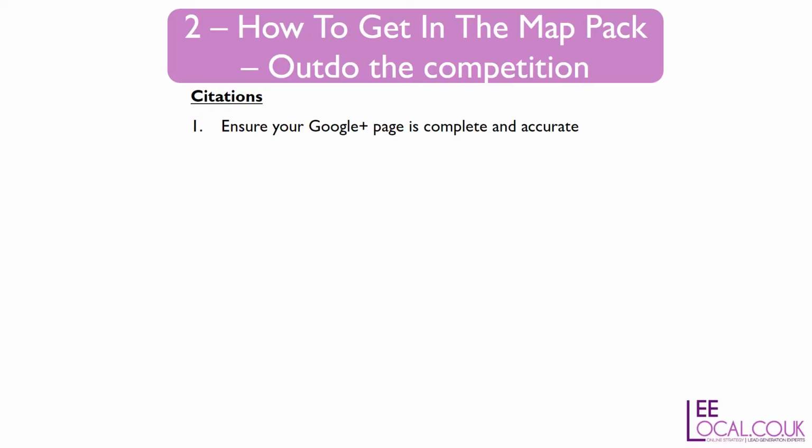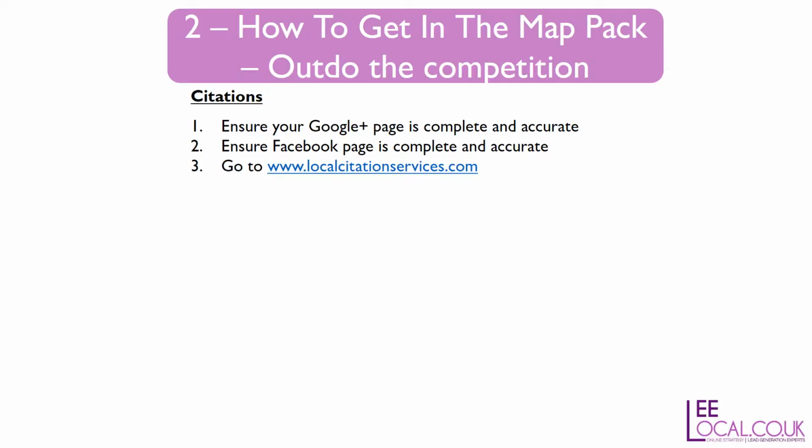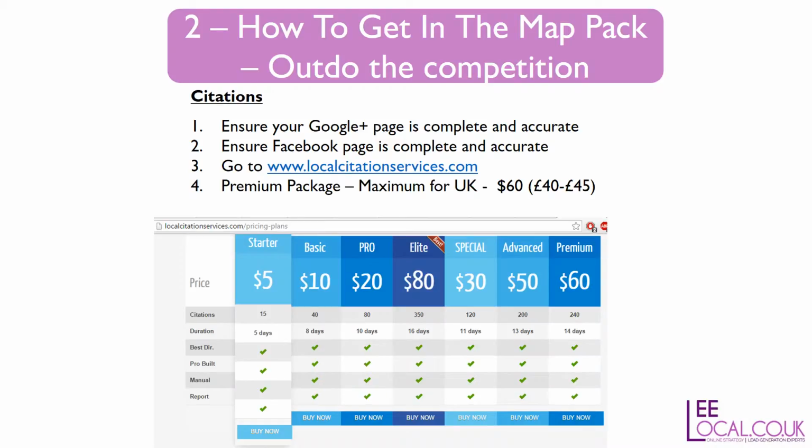So firstly, ensure that your Google Plus page is complete and accurate before you go out and do this, otherwise it would be incorrect, which would of course make the whole process redundant. Number two, make sure that you've got a Facebook page and that that's also complete and accurate. Number three, go to localcitationservices.com. Now this is quite literally what I use. Then buy the premium package.